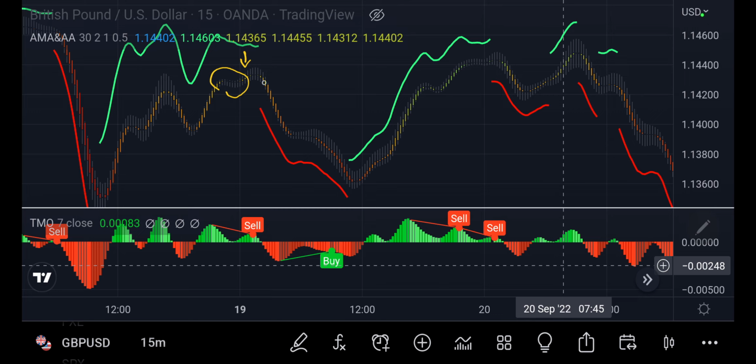So when the sell signal appears in this area, you wait for the bar to show up at this point, and here's your sell. When you take the sell position, you can see the market rolls over, and then it shows you the buy signal in this area. But you don't have to buy, you have to wait.